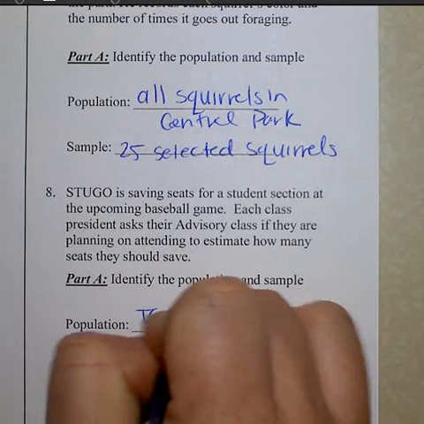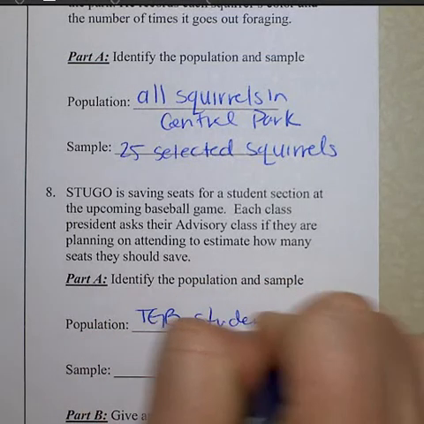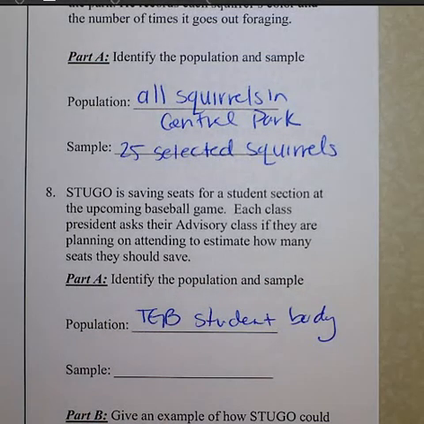The TGB student body, which means the same thing as saying all students at Trevor Brown High School, okay? All students would not work. Trevor Brown would not work. It's either all students at Trevor Brown or Trevor Brown student body.